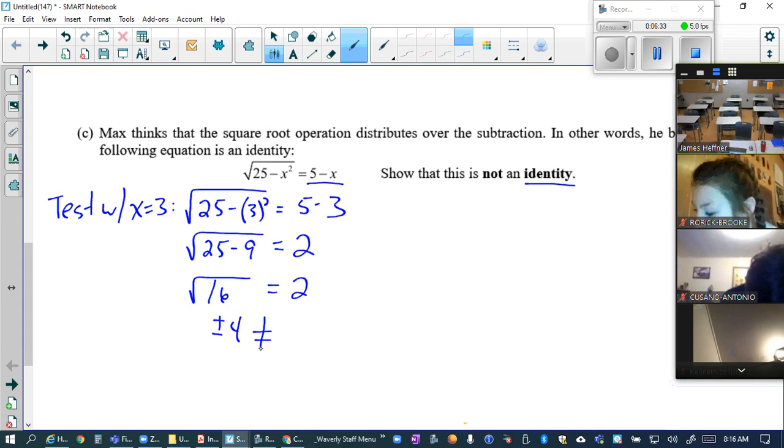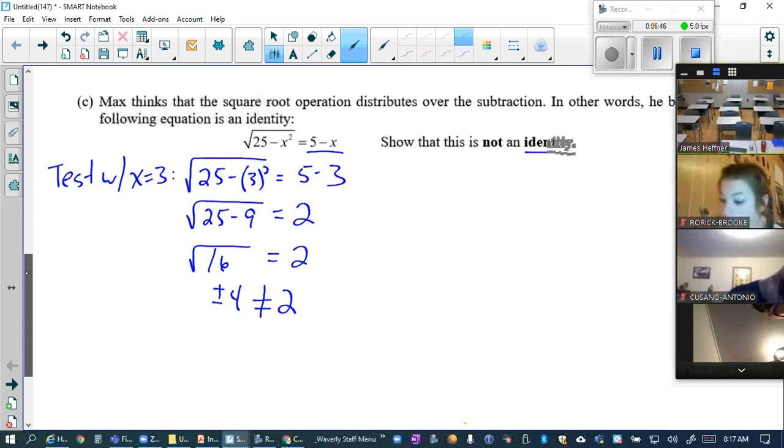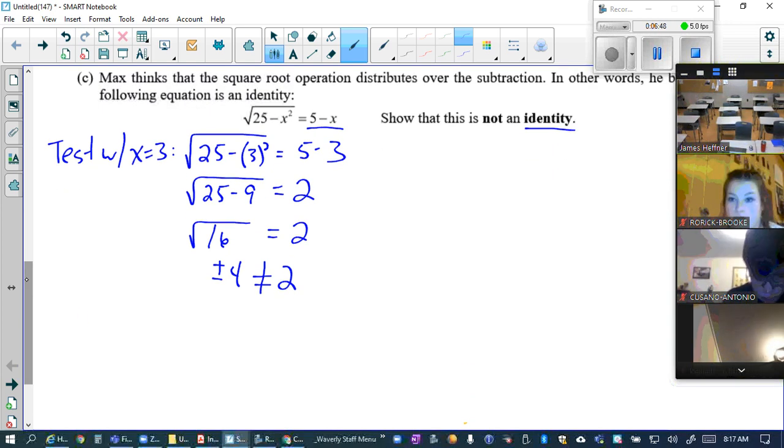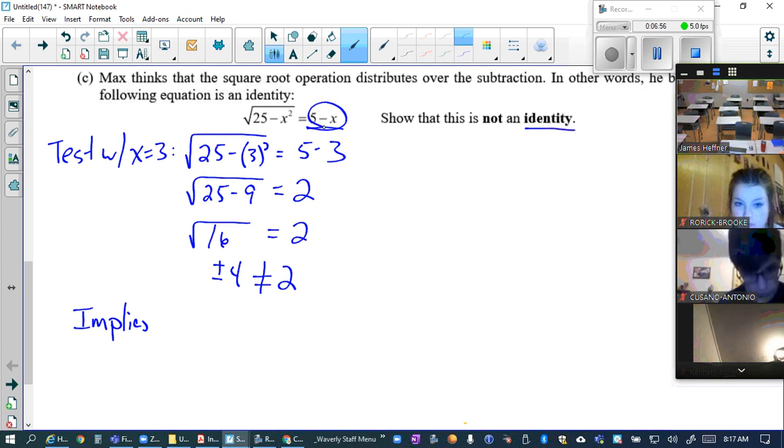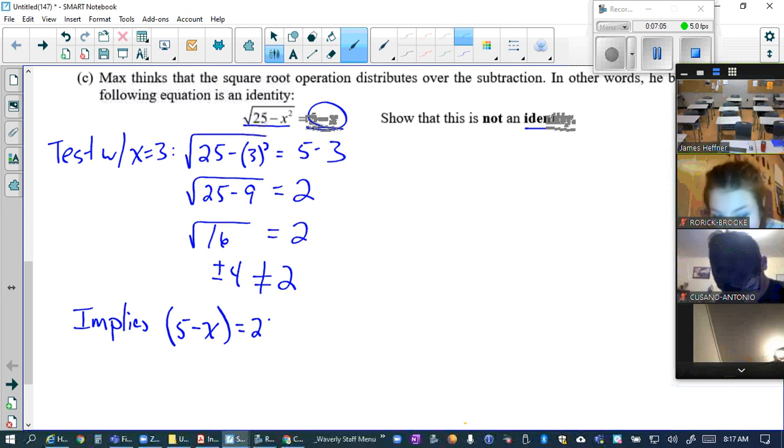Plus or minus 4 does not equal 2, okay? So if you have the square root of an expression like that, you cannot just take the square root of both sides. Because again, like in our last example, that would imply the following. It implies that if we square this thing, we get 25 minus x squared. So let's find out. It implies that 5 minus x will equal 25 minus x squared, right?